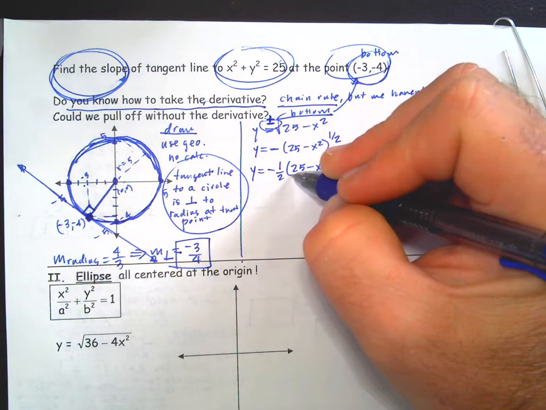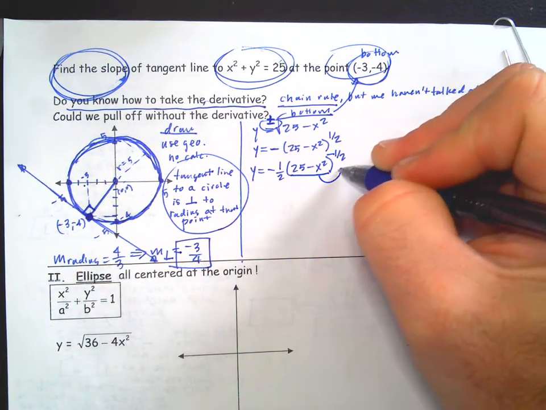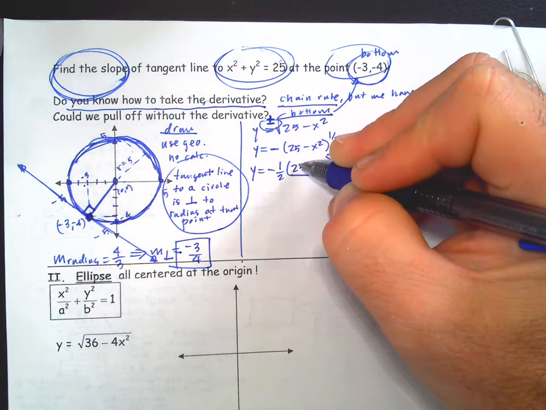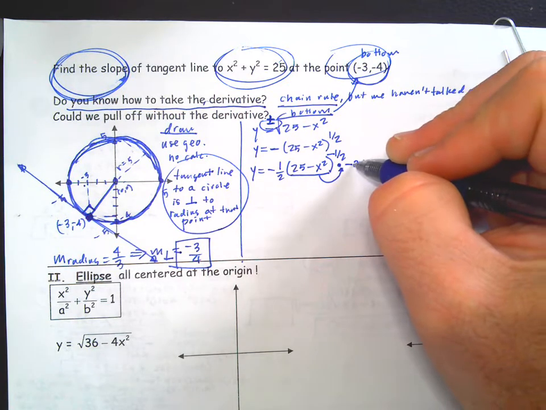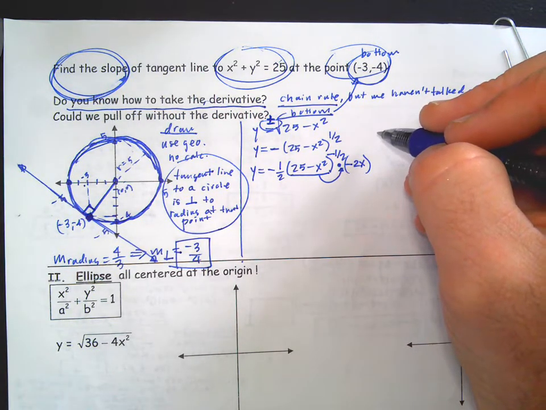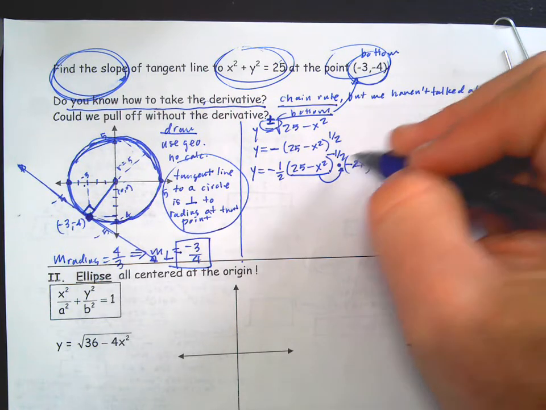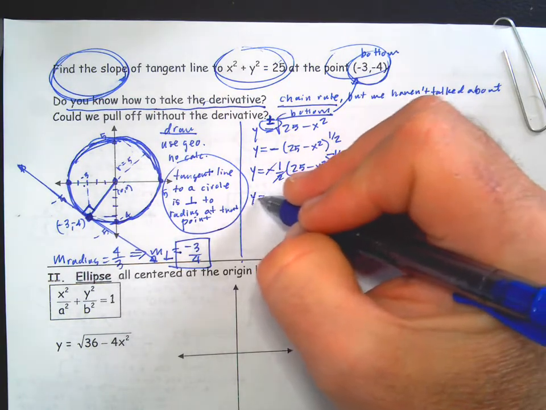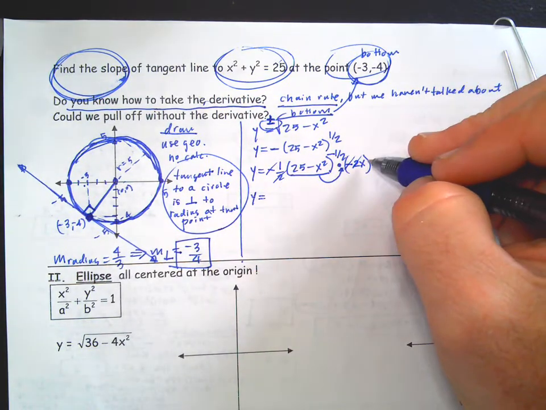The chain rule says, okay, now you need to take the derivative of what was inside, which is derivative of 25 is 0, minus x squared is minus 2x. That's what's called the chain rule. Now we could try and clean it up. The 2's cancel each other out. The negatives cancel each other out. Probably want to rewrite it in a more friendly way to work with.